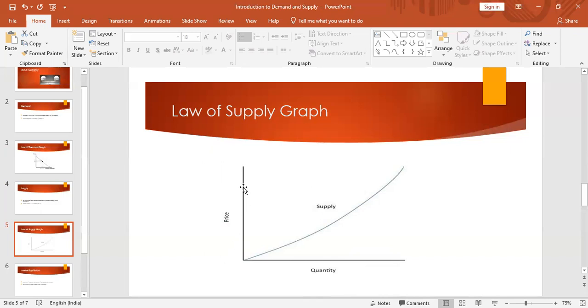But if the case is opposite, if the price is very low, in that case he won't produce too much quantity of the product because it won't be profitable for him. So the supply will decrease with a decrease of price and increase with an increase of price. And the graph is like this. It will be an exponential graph.